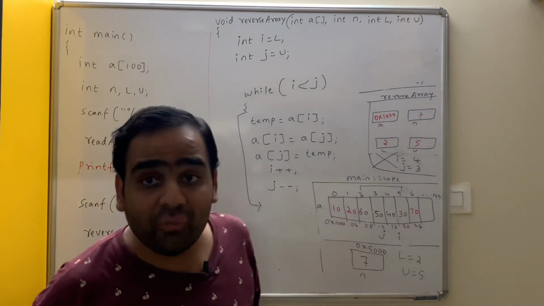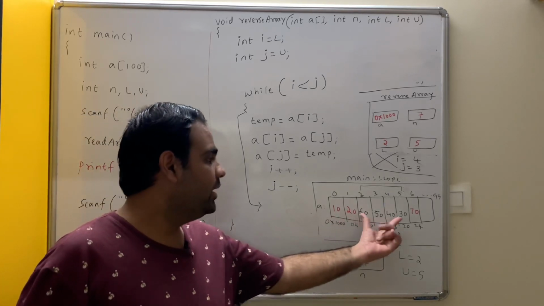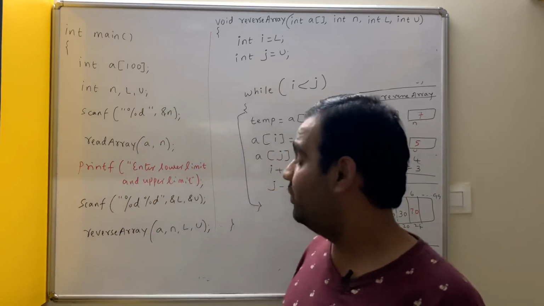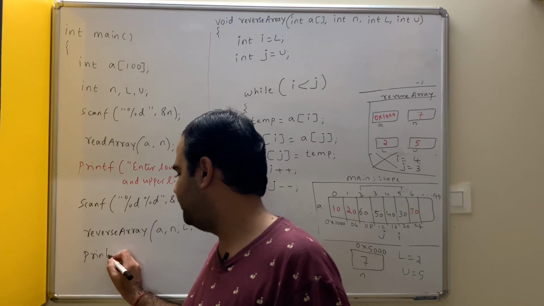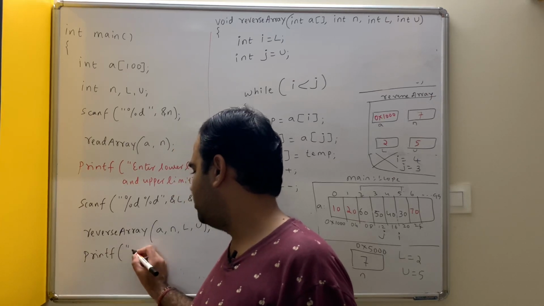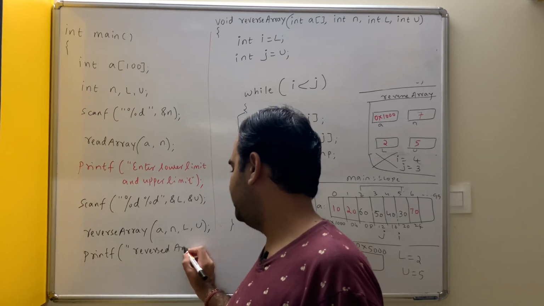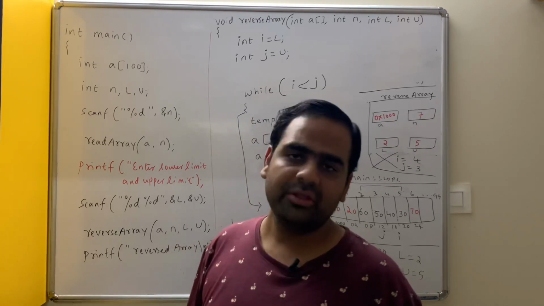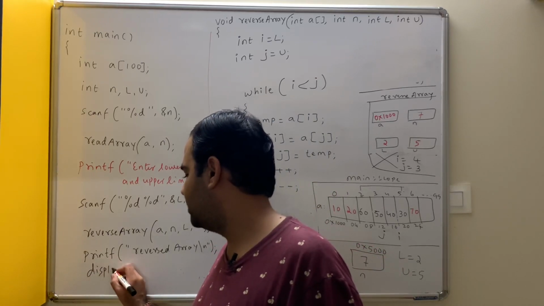Now you need to verify that the array is what? The array is reversed between lower limit and upper limit. And how do you verify it? Can anyone say which function we call? We say printf reversed array is. Which function we will call? Yes, we call the display array function.